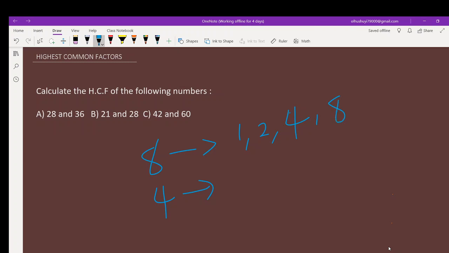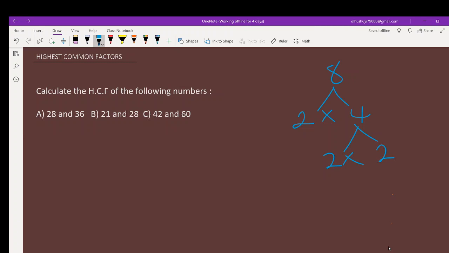You can express this as a product of their prime factors. From what we did in the other video, if you have to represent 8 as a prime factor, what do we do? Don't forget we are considering 8 and 4. So you can write 8 using the other method. You have 2 times 4. Break this down, it becomes 2 times 2, and breaking 2 down, you have 2 times 1.